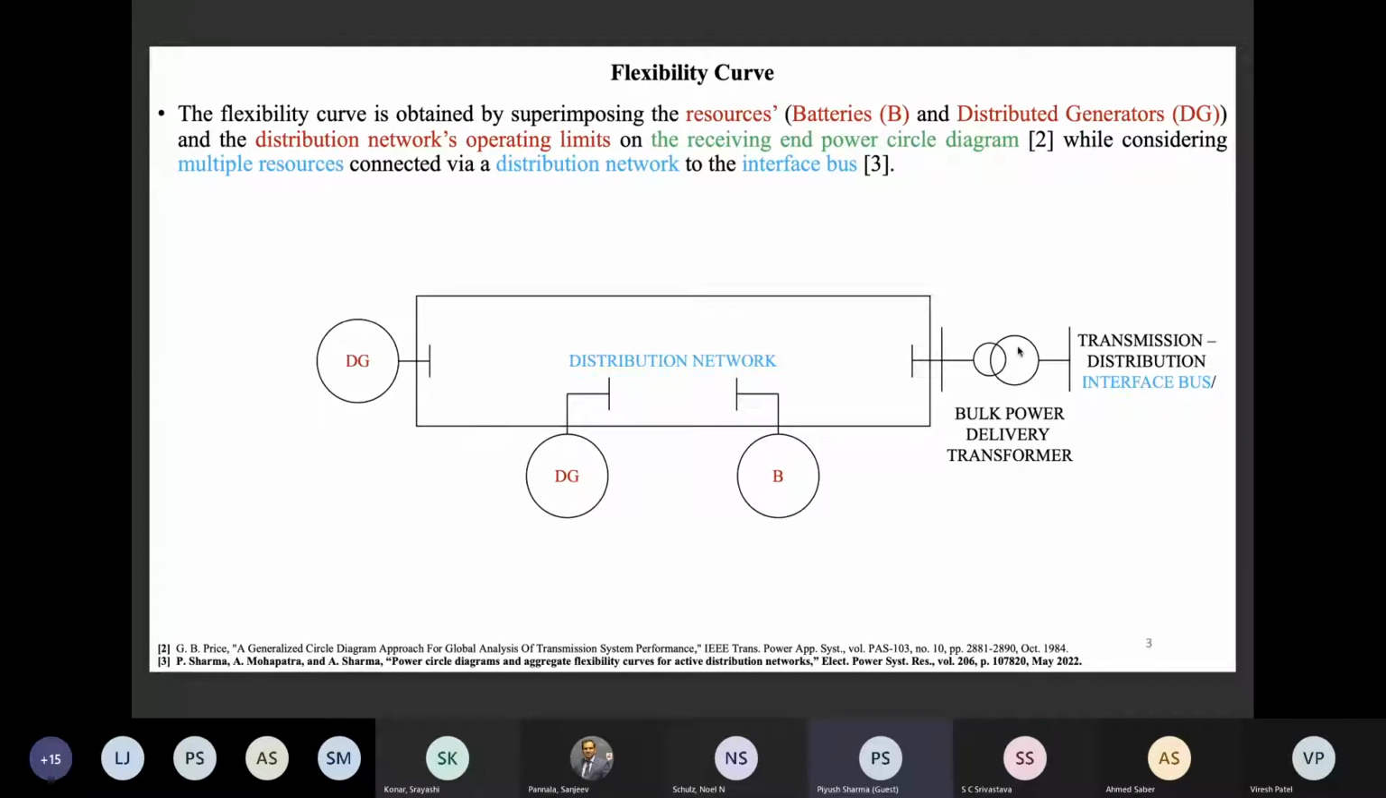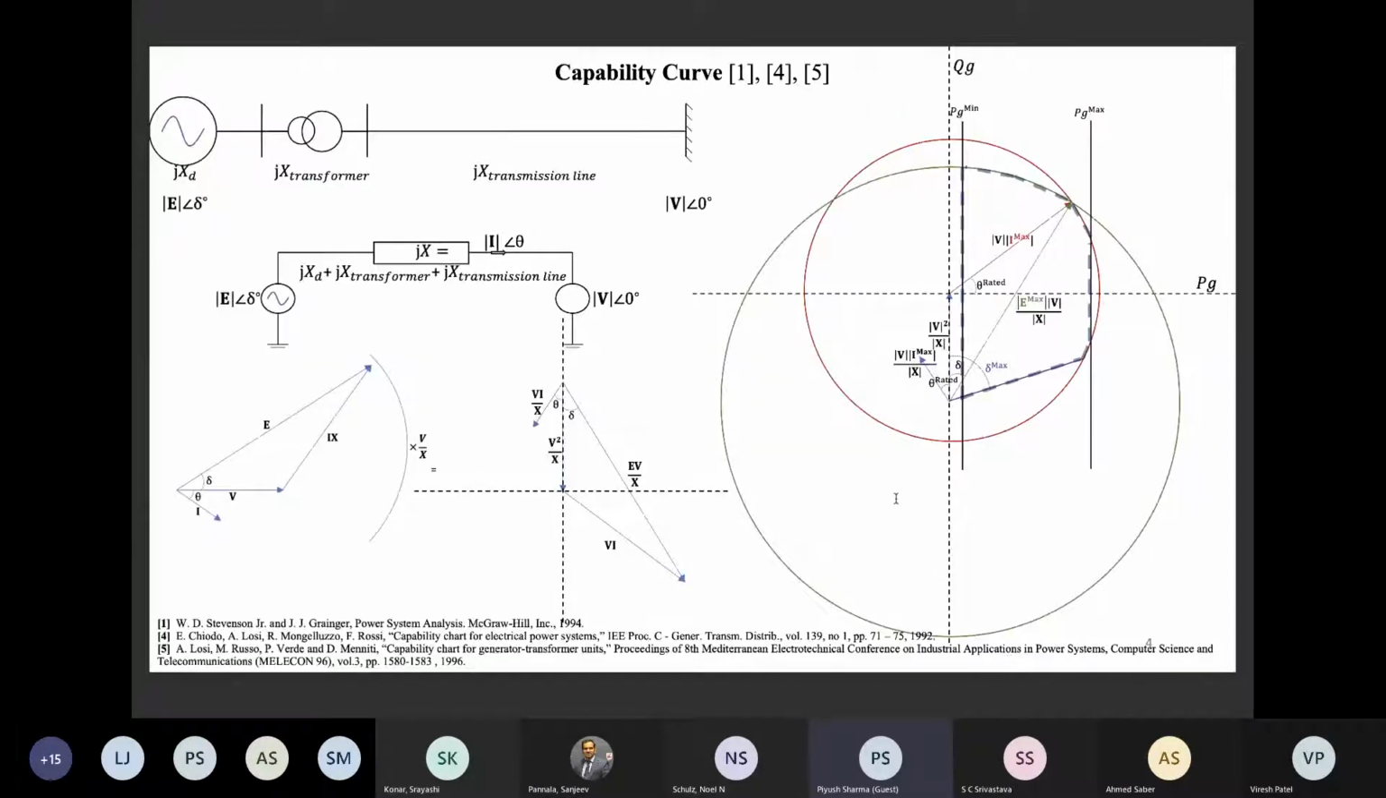Now, since the main topic of this presentation is flexibility curves, we will restrict ourselves to flexibility curves. The circle diagrams have been reported, and we can refer to this paper for further details. The capability curve for a synchronous machine, let's talk about it first, can be obtained by drawing the single line diagram of a synchronous generator connected by a transmission line and a transformer to an infinite bus. And then this is for the steady state.